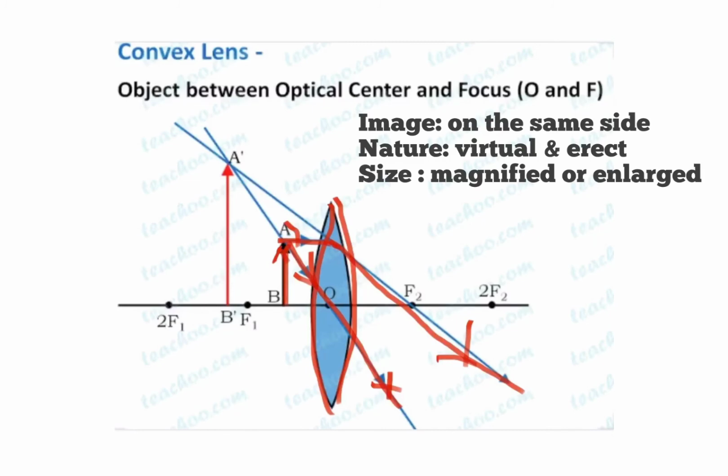So first of all, I'll extend this ray which is passing through f2, and then I'll extend the ray which is passing through O, and here you can see that they both are meeting here, that is at point A dash. So A dash is the virtual image of point A. So corresponding to object AB, we will get image A dash B dash, which is virtual and erect and magnified.